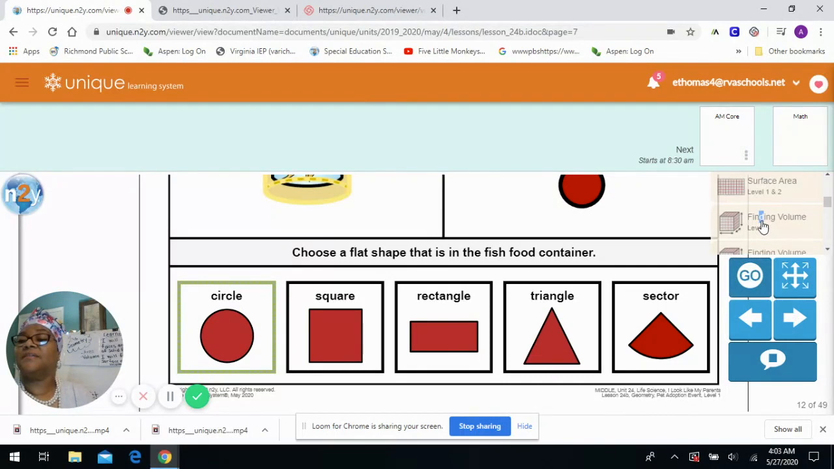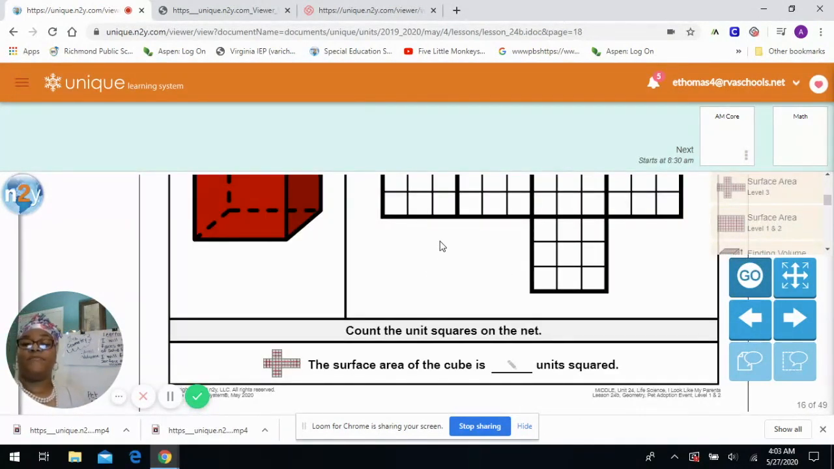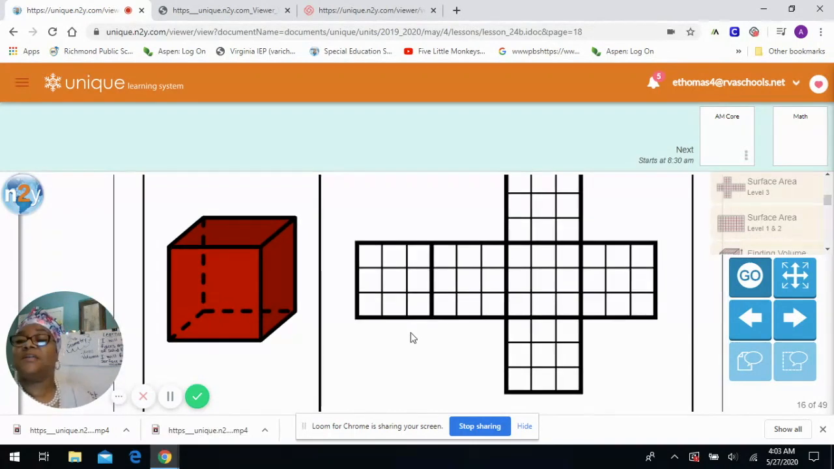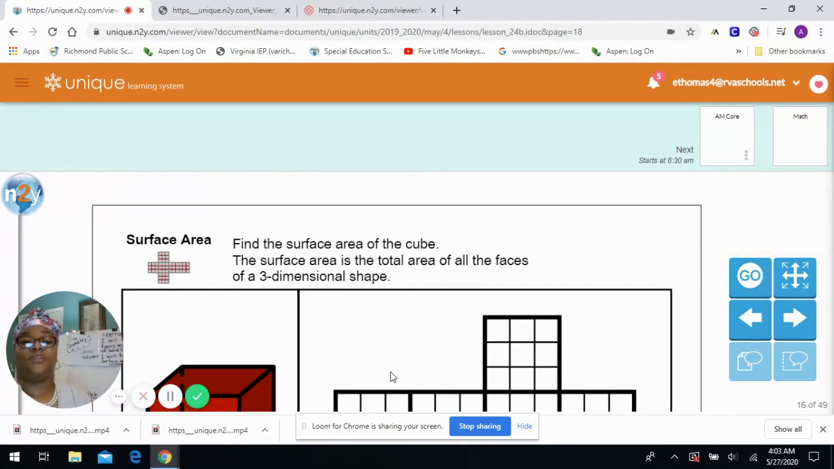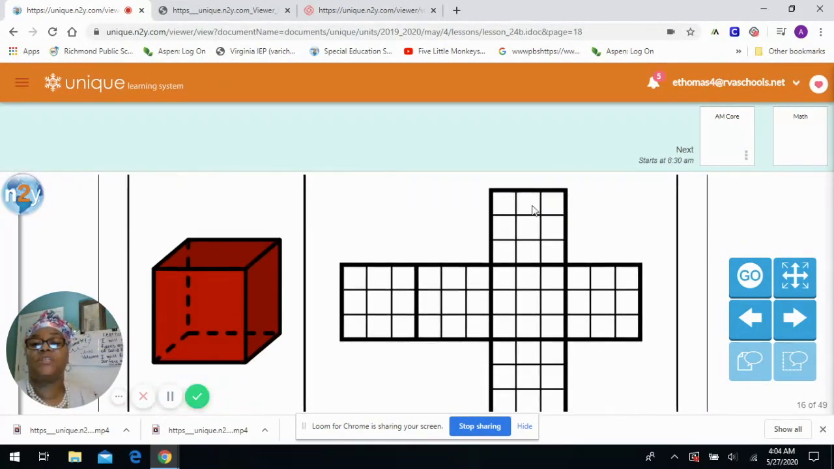Okay, let's go back. Not yet. Okay, so now we're going to do the surface area. Alrighty, so we have to find the surface area of the cube. The surface area is the total area of all the faces of the three-dimensional shape. So there's all of these.